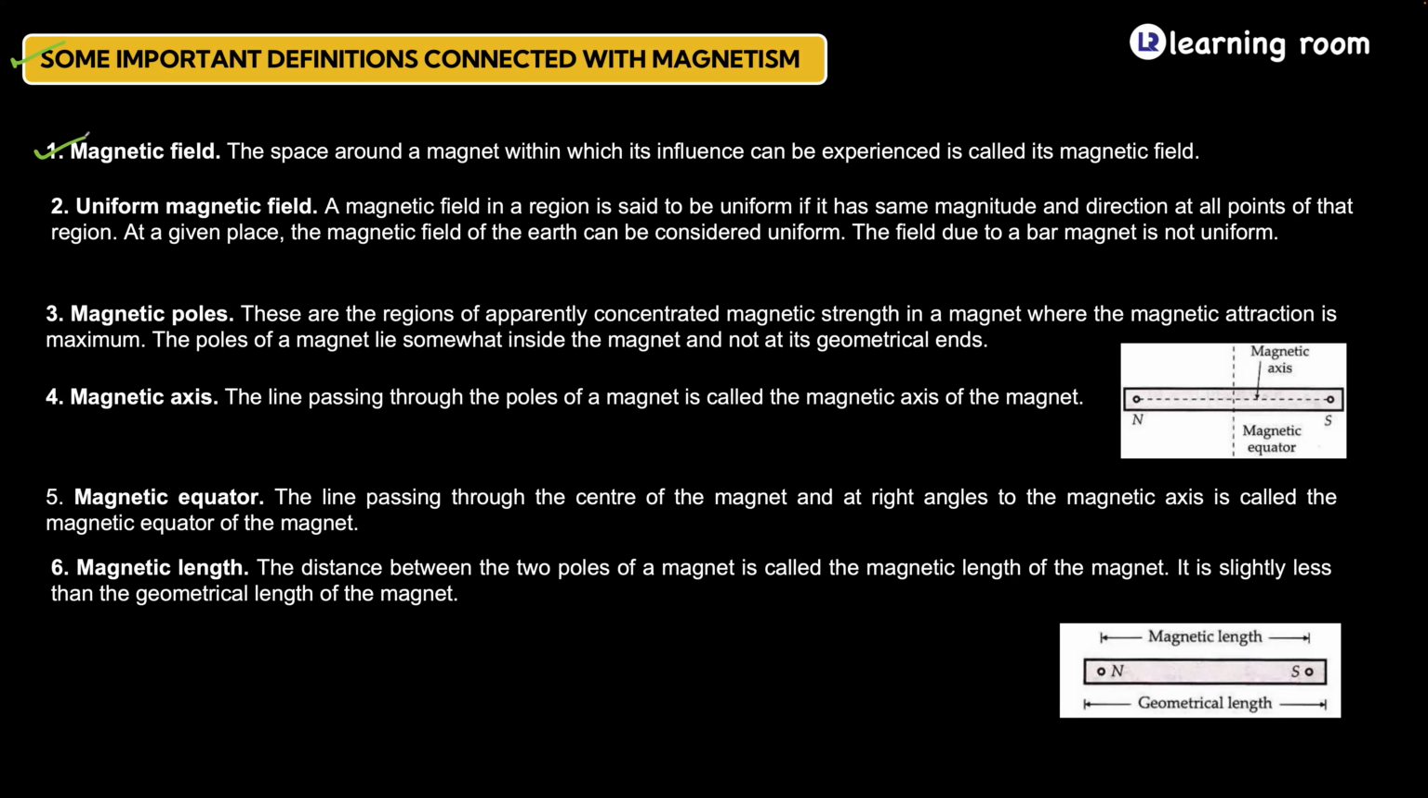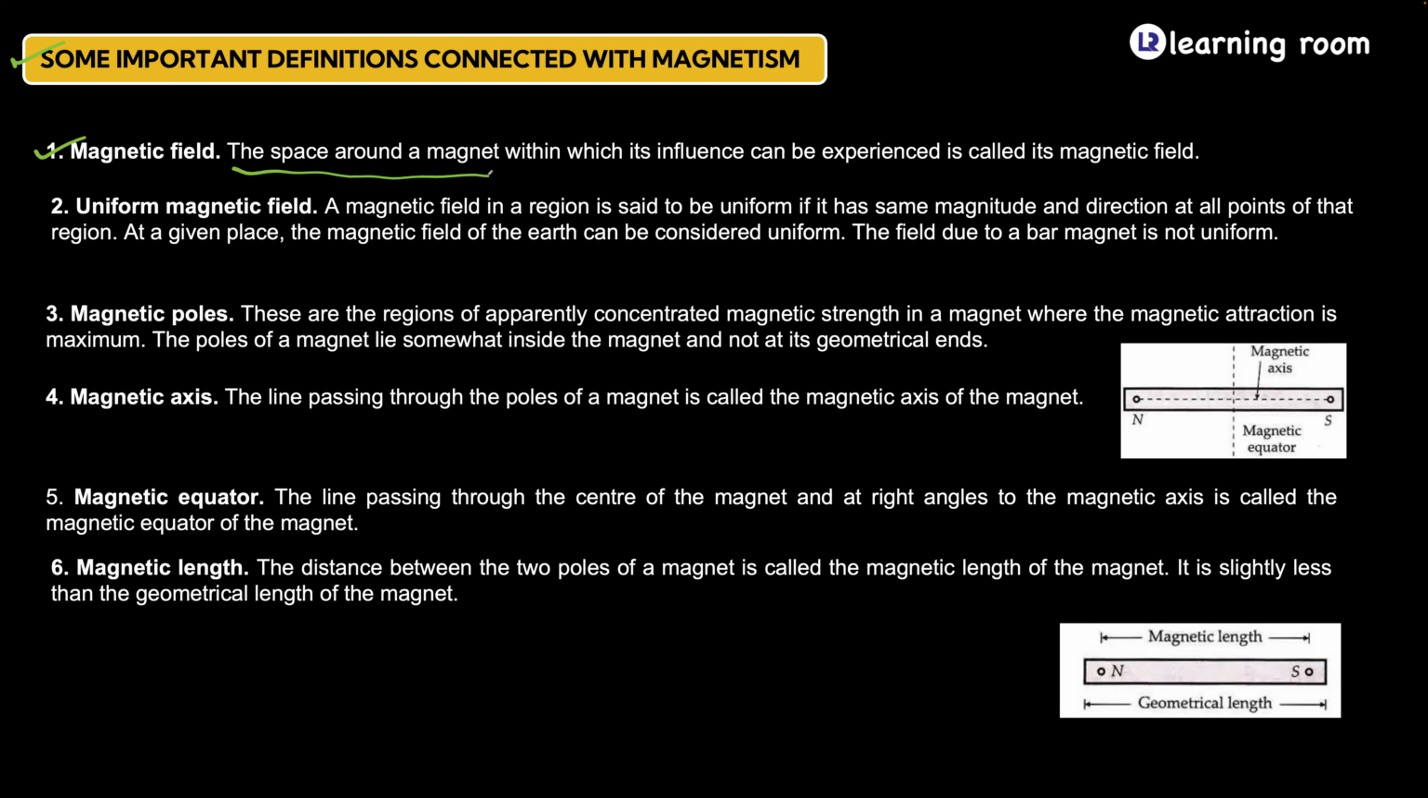So this is known to us, right? It is a space around a magnet within which its influence can be experienced. If you take a magnet, what is going to happen? This magnet is going to have a region around it where, if you try to bring in another magnet, it will start experiencing force. For example, in this region, I'm trying to hold it, it's getting attracted. So there is a region around this which is called the magnetic field.